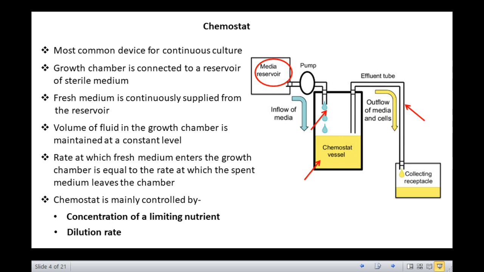If the dilution rate is very low, some of the cells might die due to lack of nutrients, because the limiting nutrient is not being added fast enough to keep up with the cell metabolism. At the other extreme, if the dilution rate is very high, the cells might actually be washed out of the growth chamber because the dilution rate is greater than the maximum growth rate. Hence, a chemostat operates best at low dilution rates.